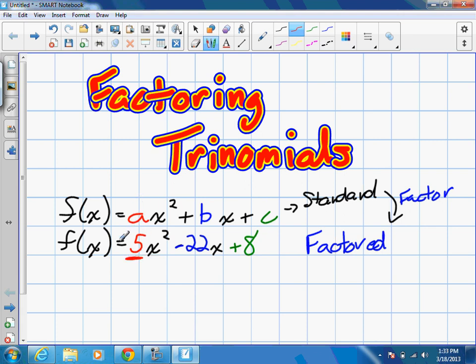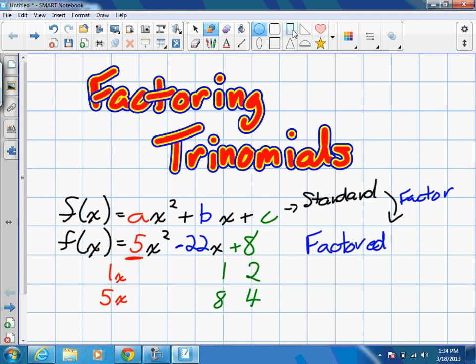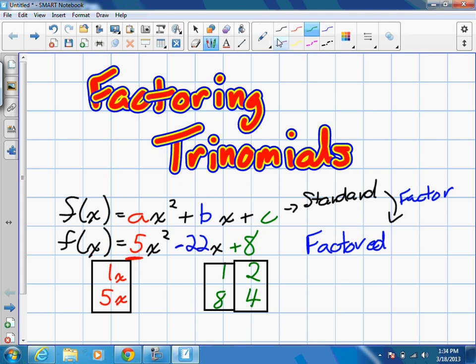In this case, we have 5. There are only two factors to 5, 1 and 5. So we're going to put 1x and 5x. And we're going to write the factors of 8. We have 1 and 8 and 2 and 4. Okay? So, what we're going to do is we're going to set these into columns. And we know when we go through these, we're eventually going to need the columns that when we multiply them, their products are going to need to add up to our middle term. And our middle term here is negative 22x.